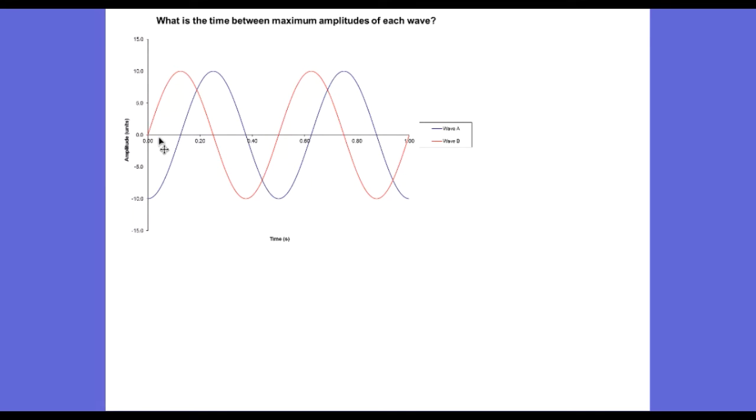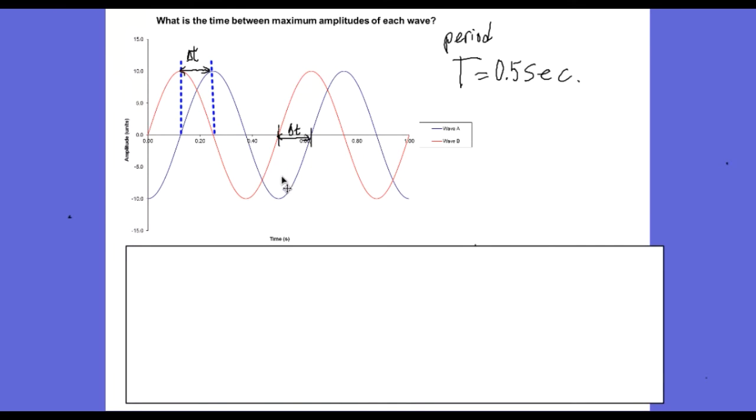So first of all, we start off by looking at our time scale and see that our time scale is over 1 second of time. And within that 1 second of time, we have 2 cycles of oscillation. So here's the time I'm looking for. 2 cycles within 1 second means each cycle is half that time, or 0.5 seconds. So that is my period.